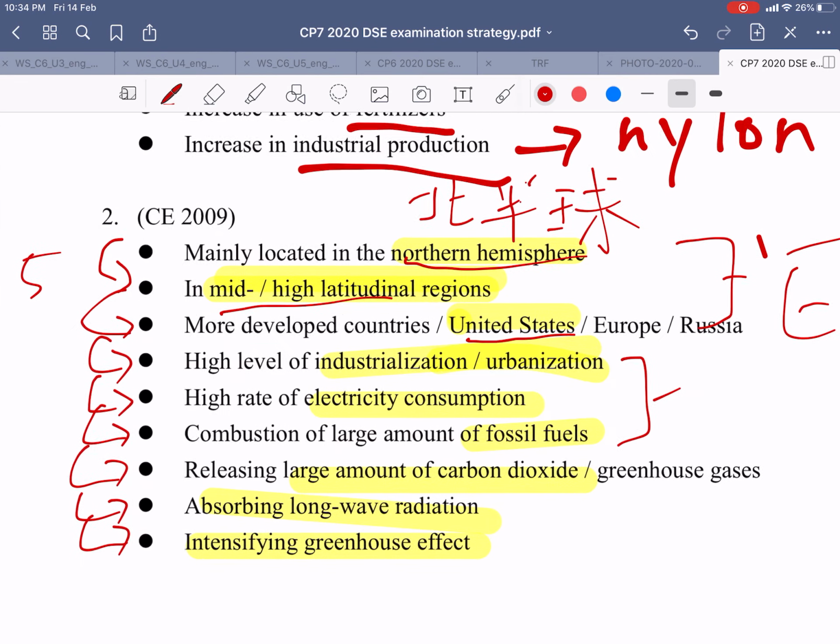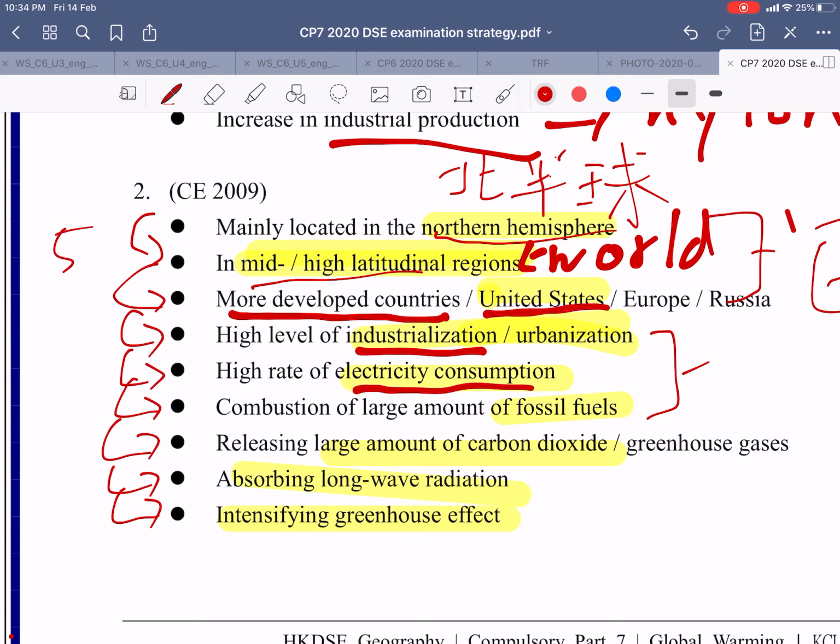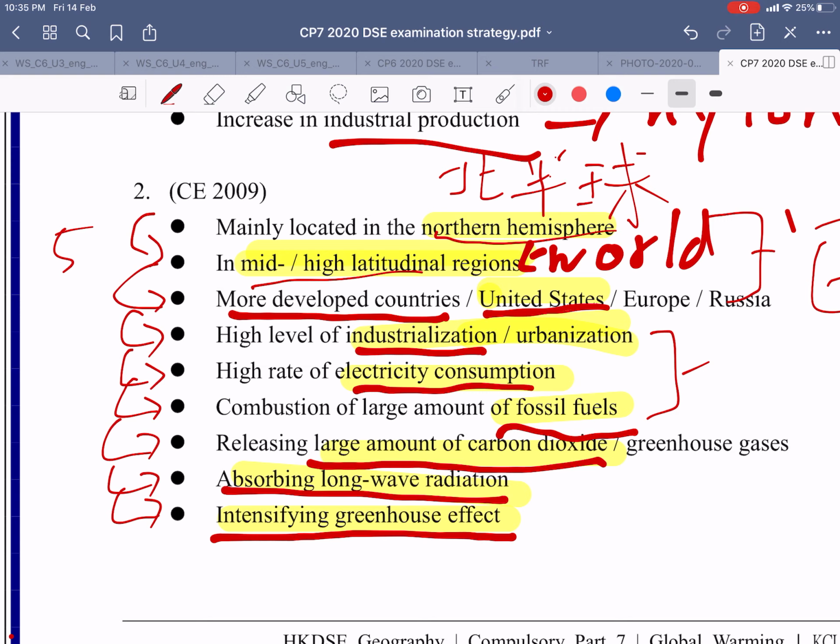For example, right now this is the marking scheme of the question I'm talking about. You can see Northern Hemisphere, mid or high latitude region. Especially when we have the whole world map, please tell me low latitude, high latitude, or mid latitude. Give me some countries or even some generalization. Why are there anomalies? Industrialization, electricity consumption, fossil fuel use release a large amount of carbon dioxide, absorbing more long-wave radiation, intensifying the global greenhouse effect.